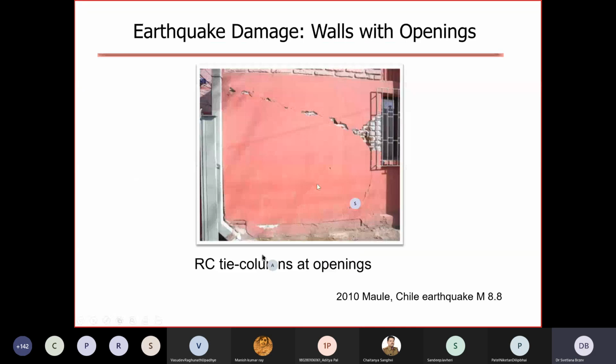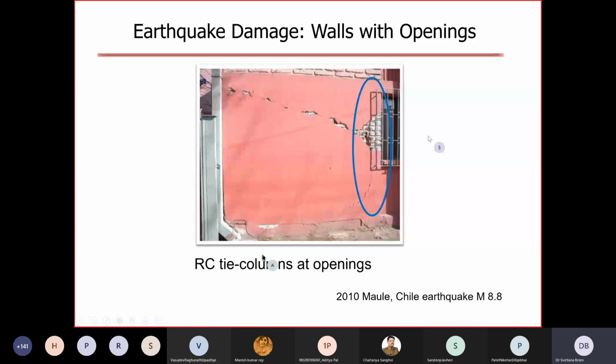This is another example from Chile, where actually the tie columns were provided at the openings. This looks like a brick building, and these look like bricks at the ends. But what they did is they formed it to look like bricks, but in reality these are tie columns. So this performed well. There is a crack, but not as extensive damage as it could be. I believe this was a 4-story building.